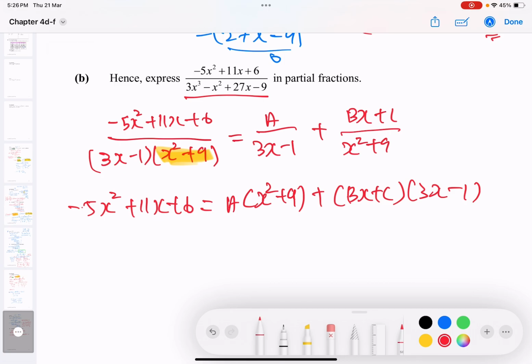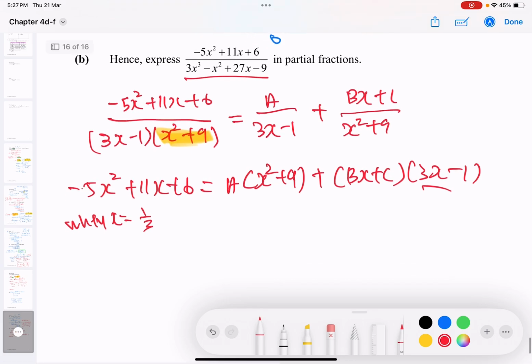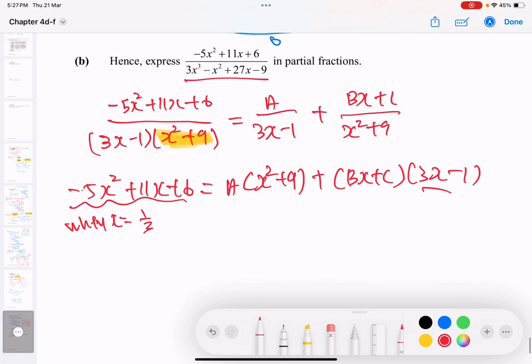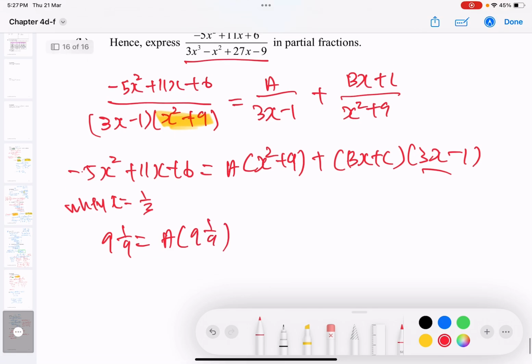I can get rid of this whole term by letting x equal 1/3. If I substitute it in, I'm going to get 9 times 1 over 9 equals, this whole thing becoming 0, so I get A times 9 times 1 over 9. Therefore, A is equal to 1.